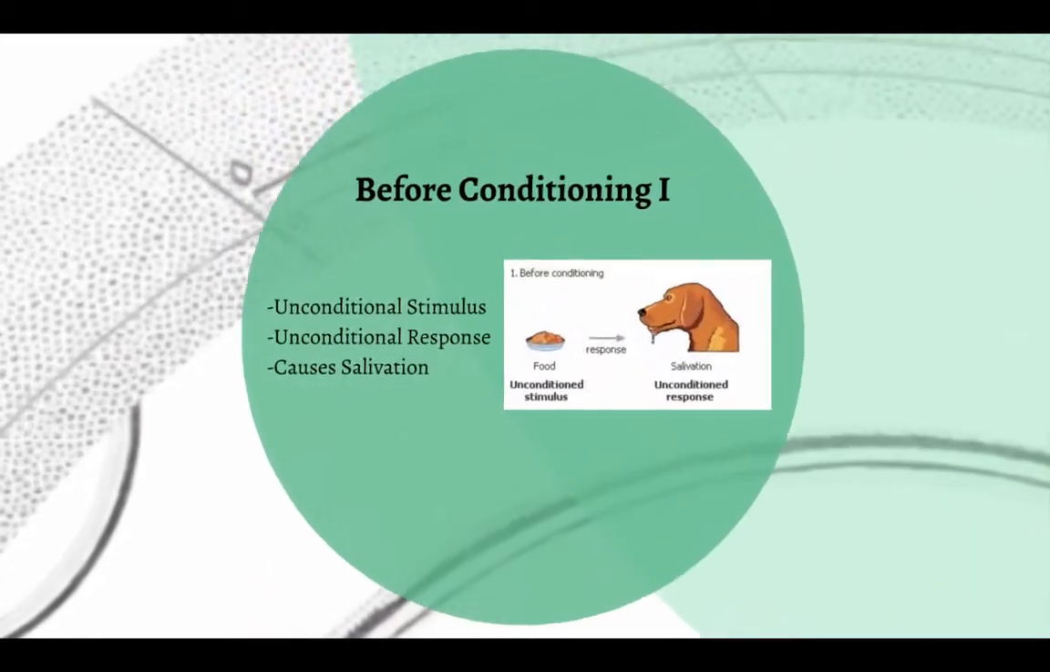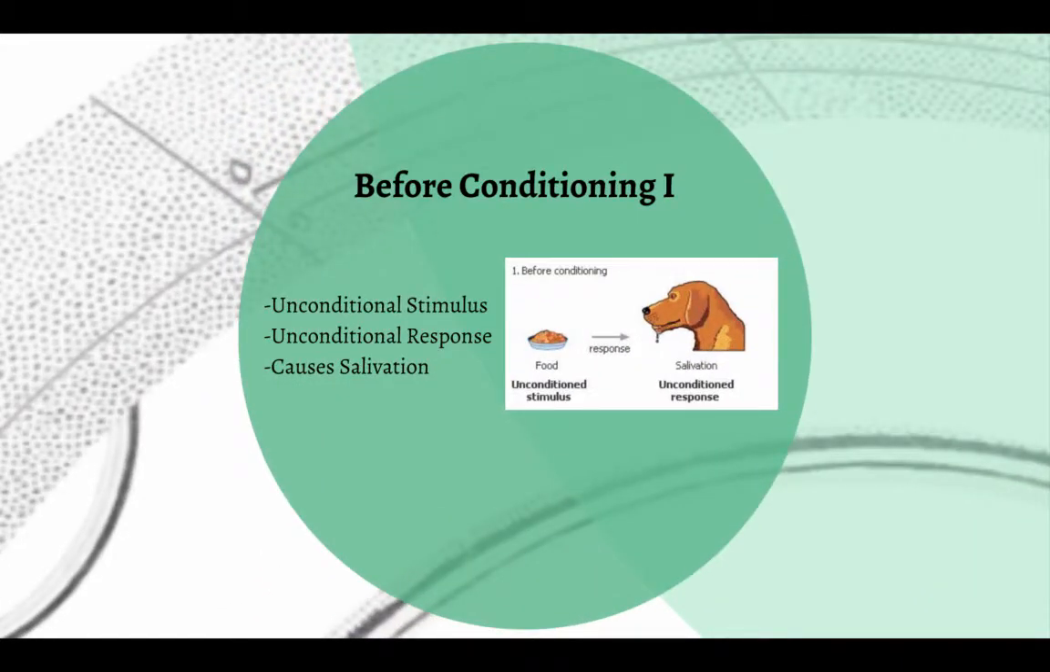In psychology lingo, the meat powder is the unconditioned stimulus, and the dog's salivation is the unconditioned response. Before conditioning is introduced, the food provided to the dog was an unconditional stimulus that caused the dog to salivate, an unconditional response.